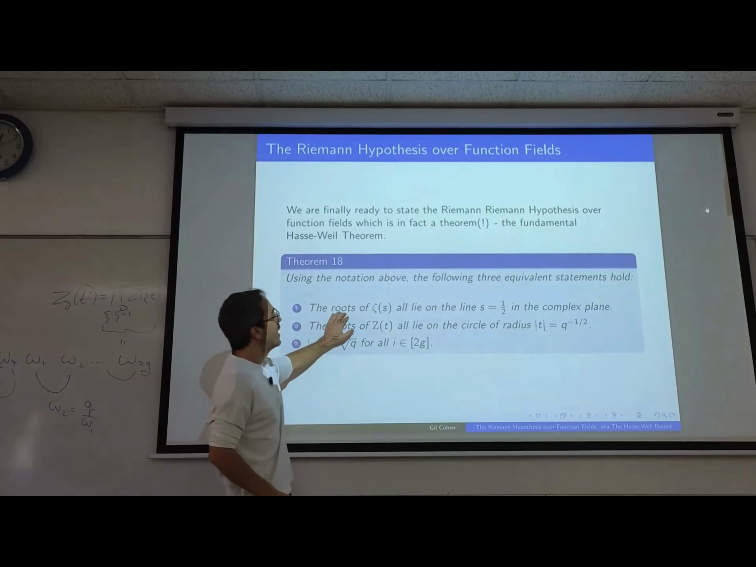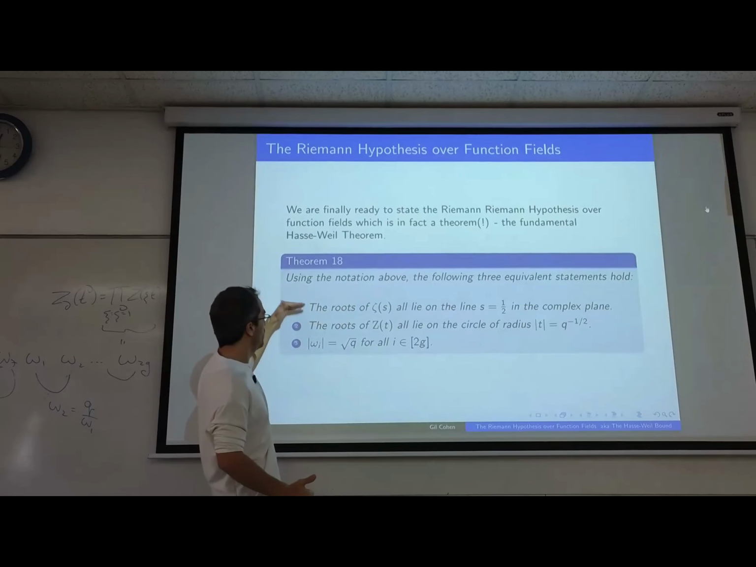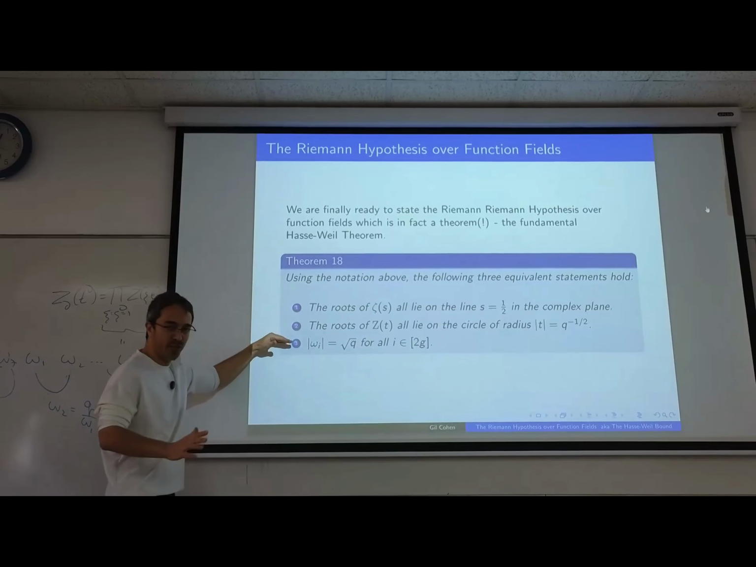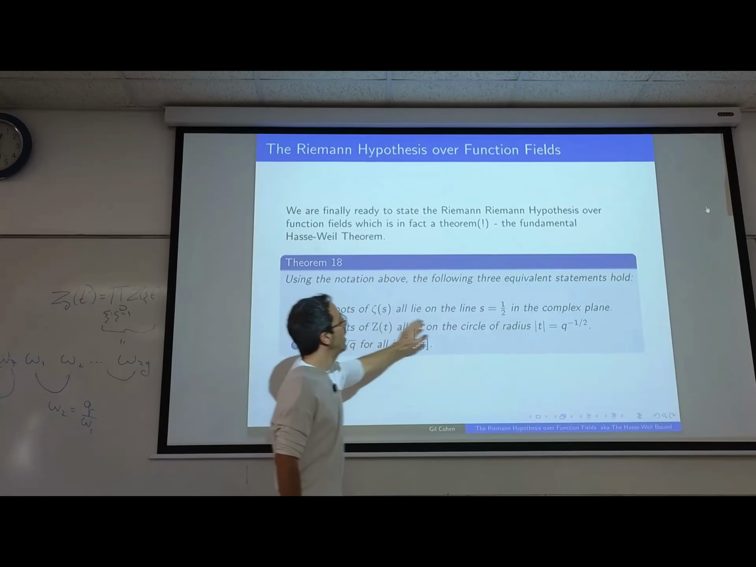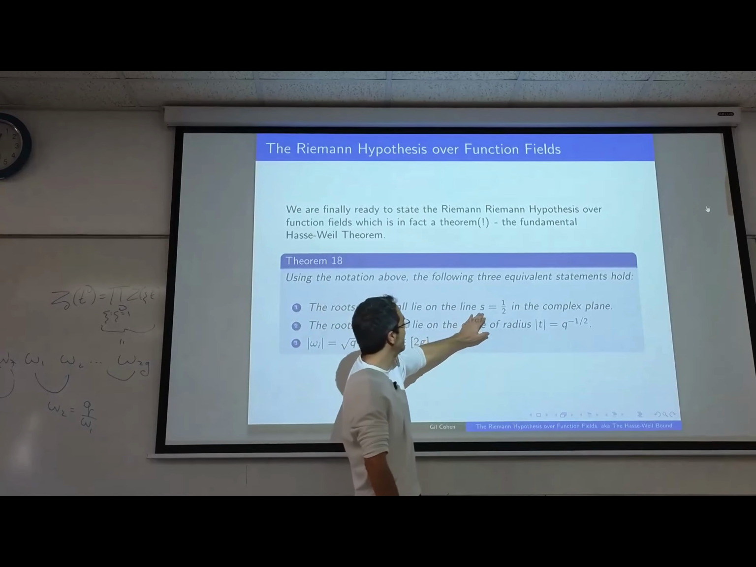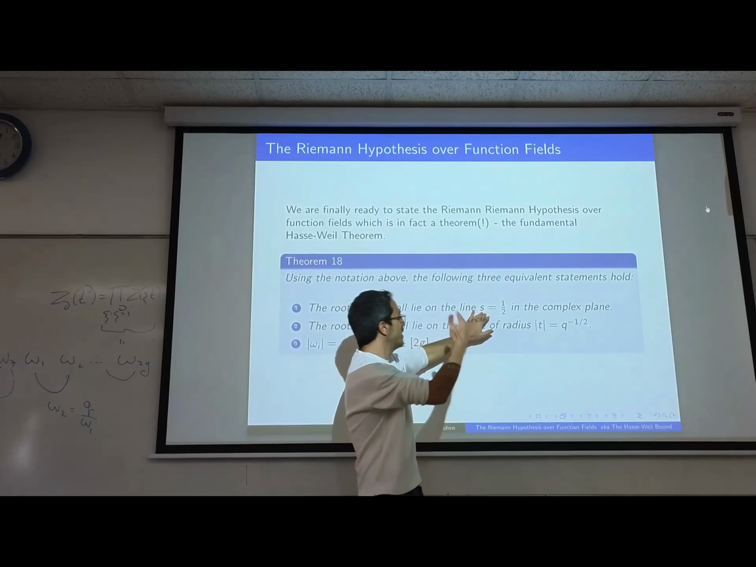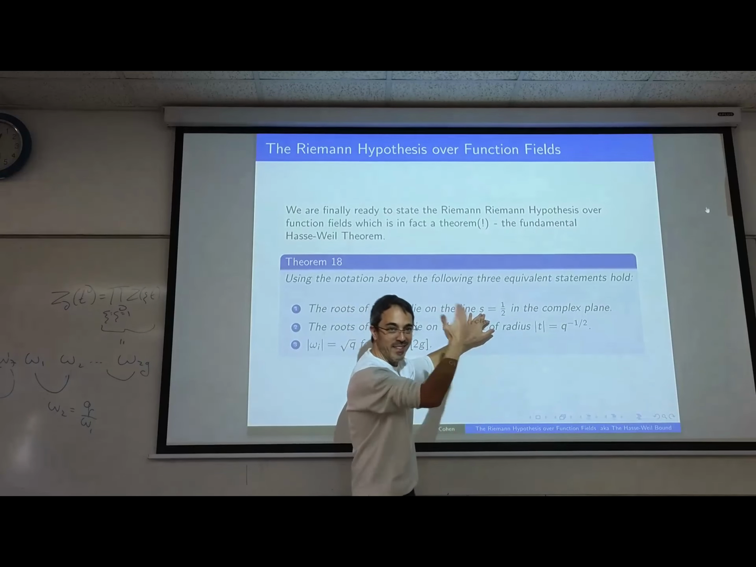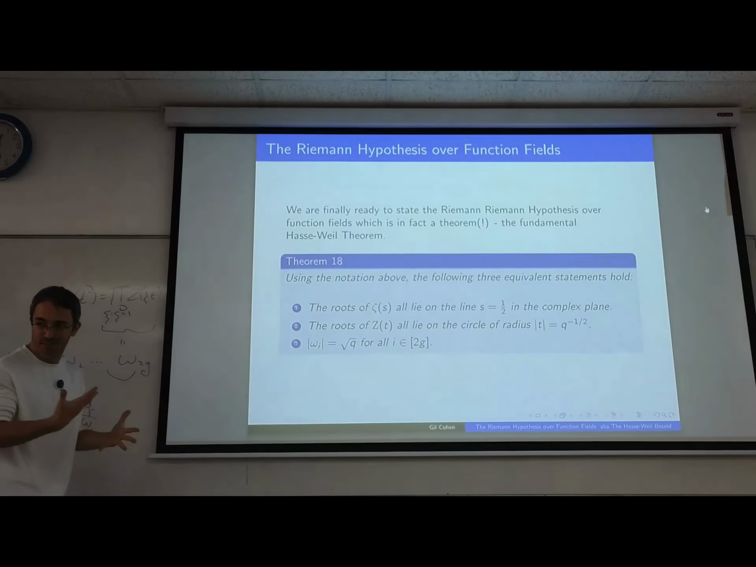Anyhow, it turns out that all of these equivalent conditions hold, and the fact that they are equivalent is not hard. But it turns out that the roots of the zeta function all lie on the line where the real part of s is one half. This is the Riemann hypothesis.